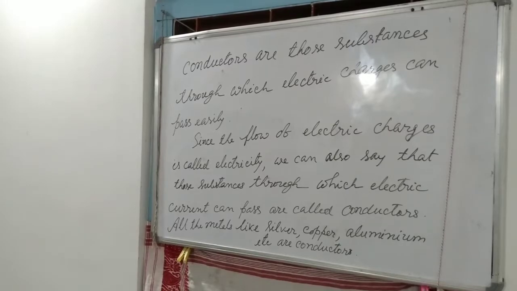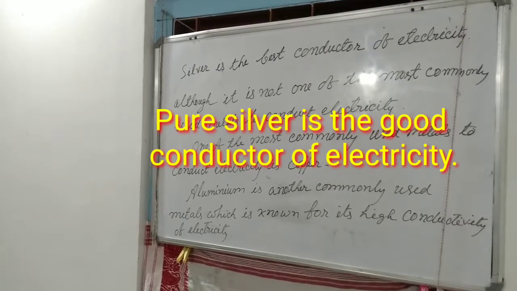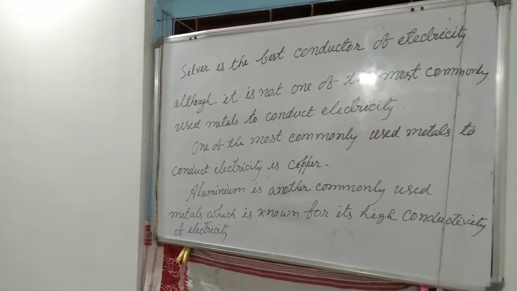All metals like silver, copper, aluminum, etc. are conductors. Some of them are good conductors, and some of them, although not very good, can conduct electricity. Silver is the best conductor of electricity, particularly pure silver. It can conduct electric charges very well and easily.